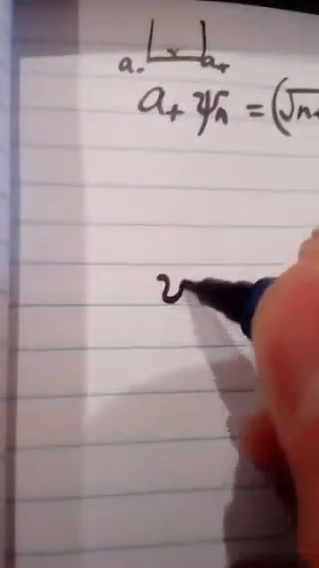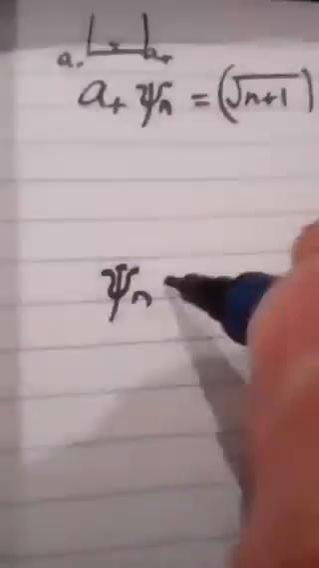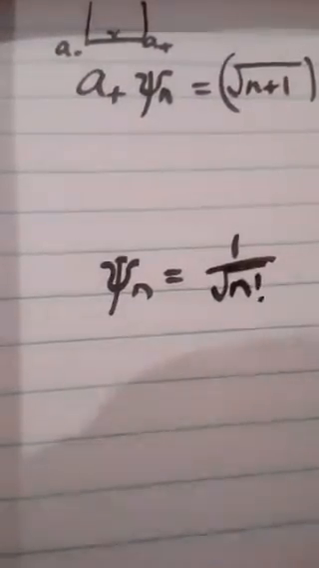And another form, the exact same thing, I'm just going to rewrite the exact same thing. And it's going to look like this. It's going to be psi n, which means psi at any level, this is now the general equation, equals 1 over root n factorial. And I'll explain this in a second.